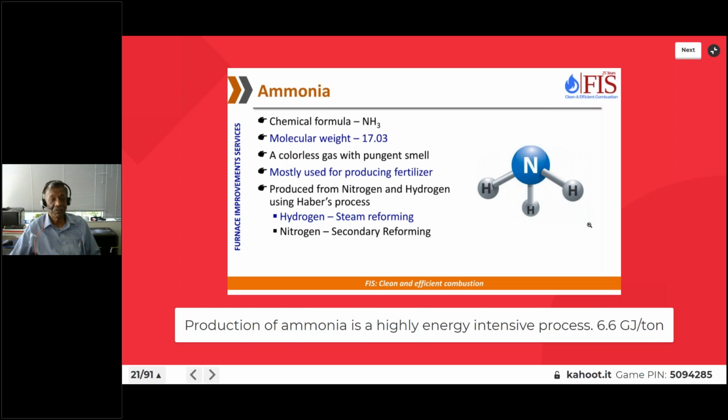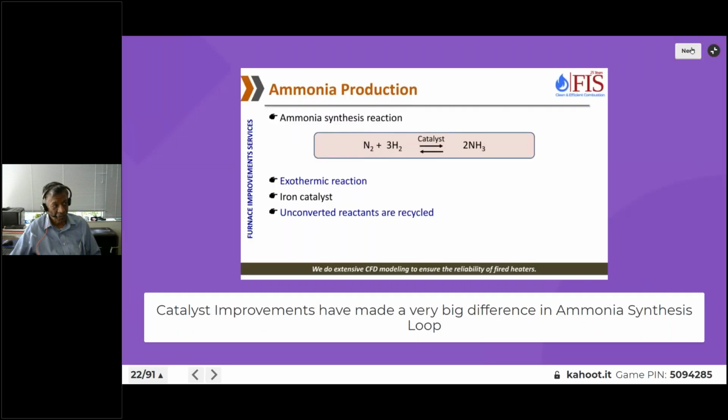So once we have the nitrogen and hydrogen, now we can mix it and produce ammonia. So production of ammonia is highly energy intensive. The number I have is 6.6 gigajoule per ton. So lots of energy is needed for producing ammonia. The reaction is nitrogen plus 3 hydrogen gives 2 molecules of ammonia. It's a Haber process, ammonia synthesis loop.